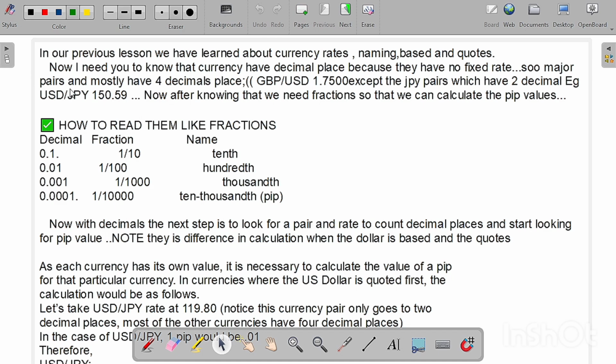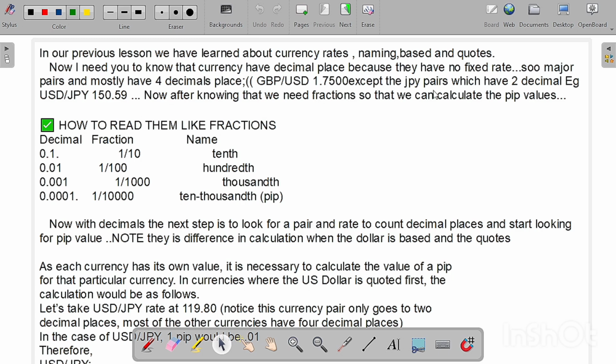Major pairs mostly have 4 decimal places. Example, GBP USD, which may be trading at 1.7500. You can see these are 4 decimal places, and this is a dollar, which is buying the base currency. So it is $1.75 and 00. You can see this 0. So it is represented like this. The rate is represented like this globally.